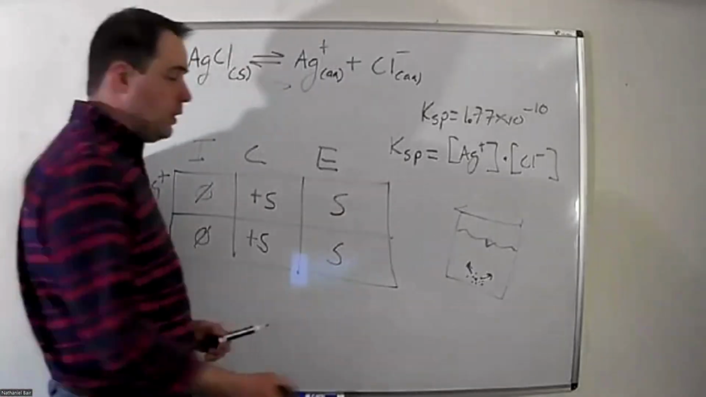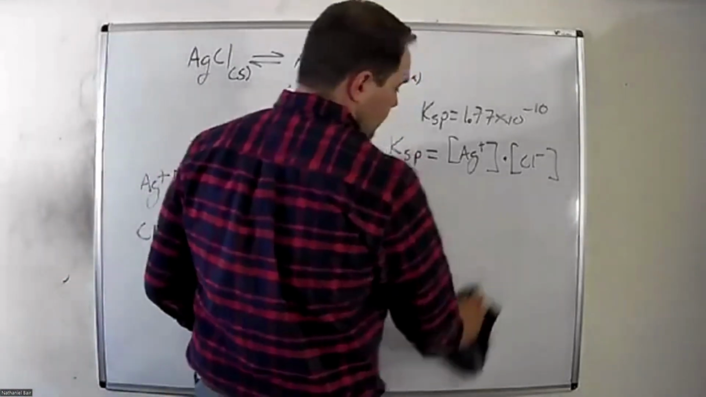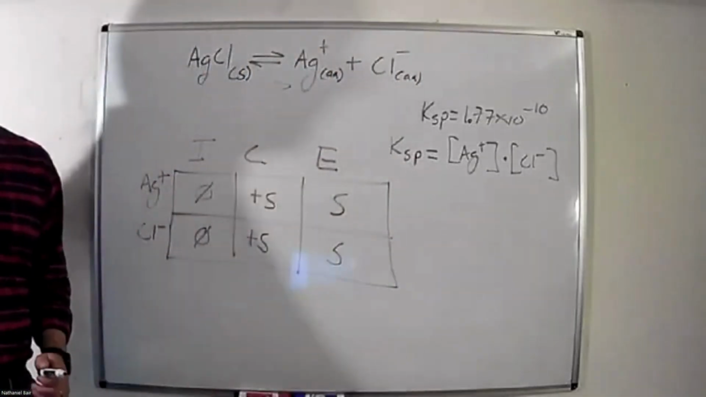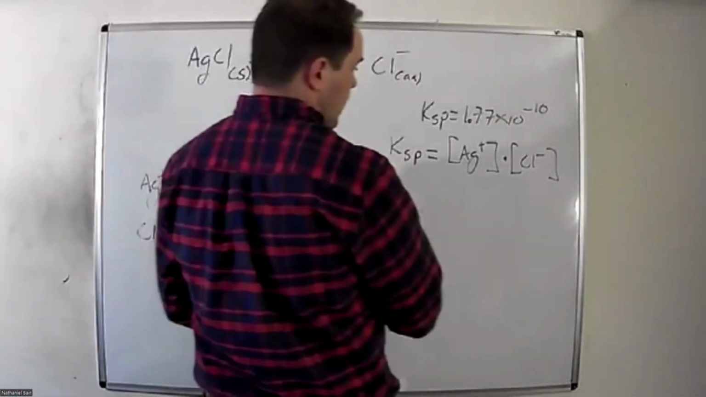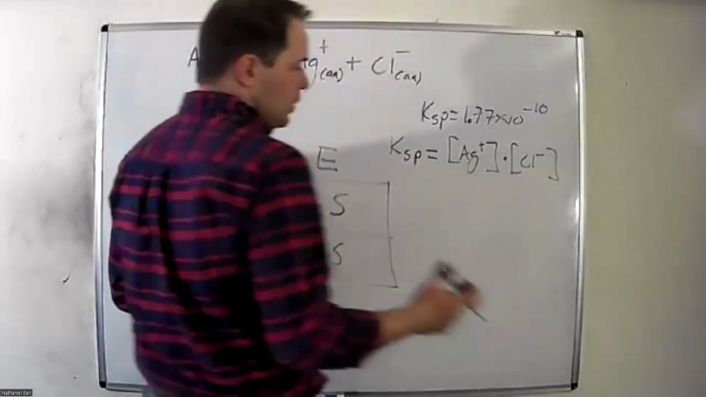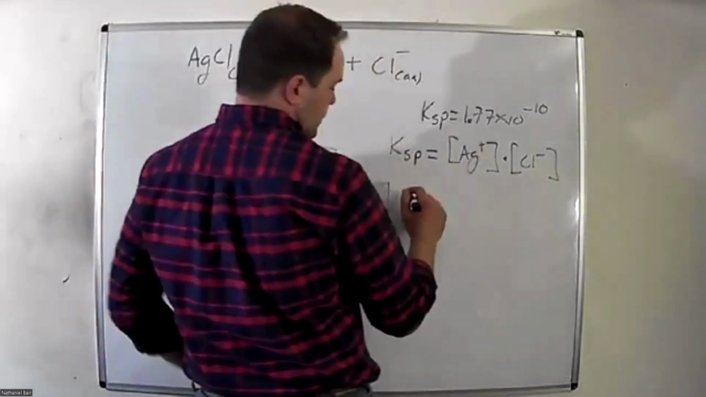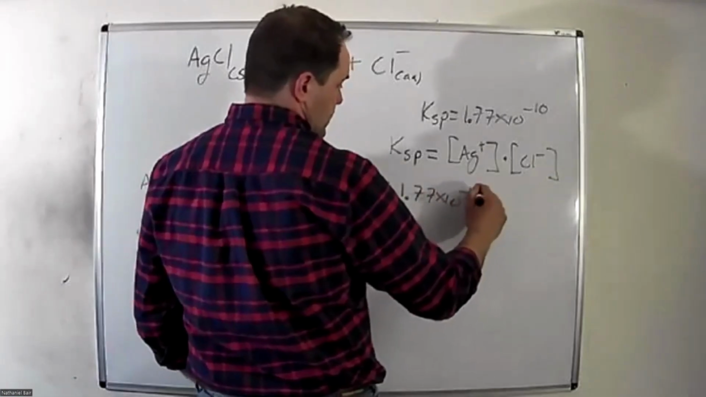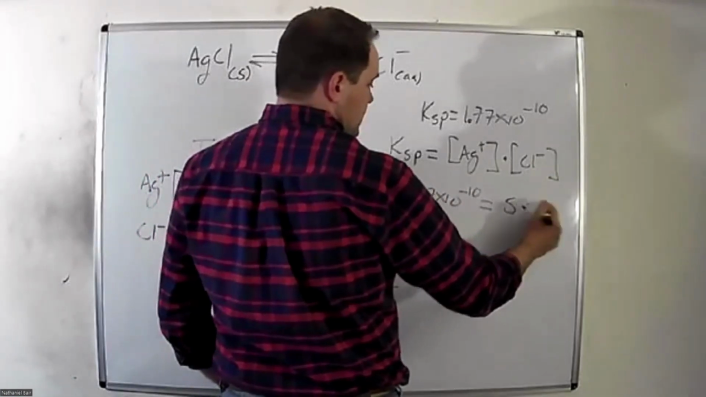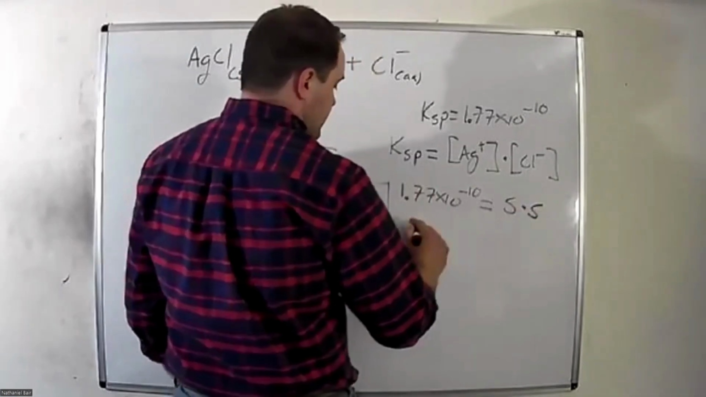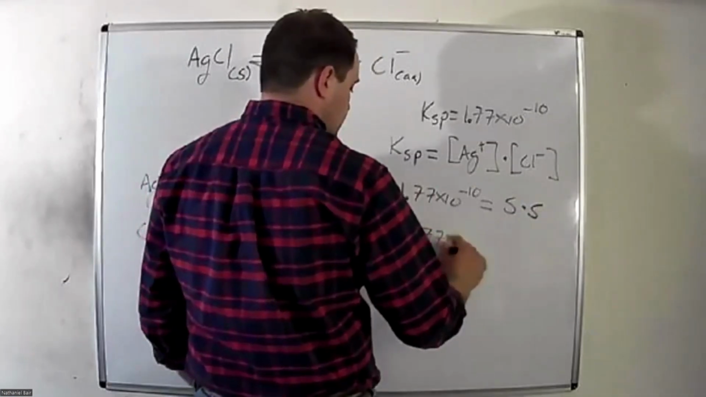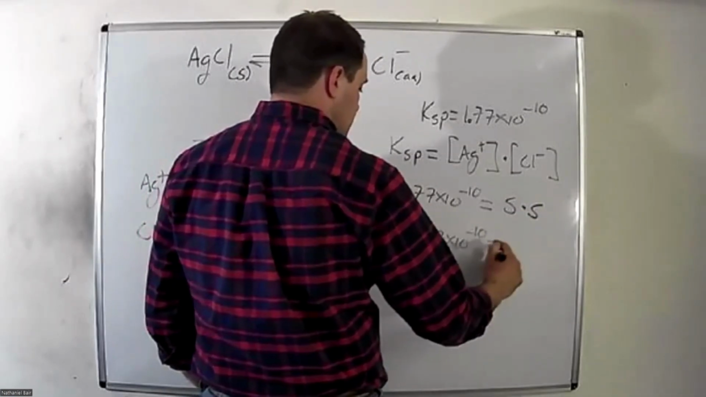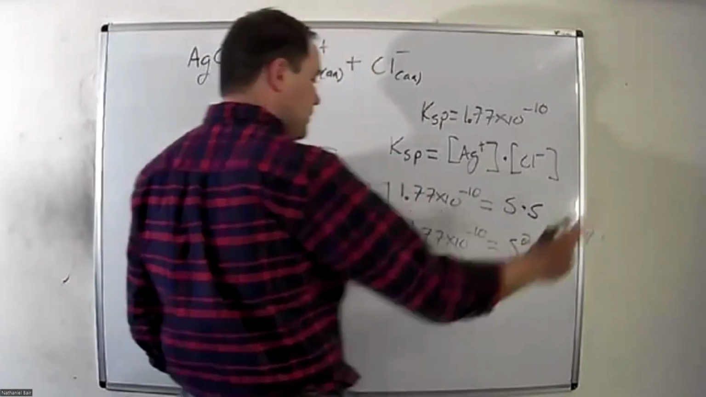So now what do we do? Well, now we do the same thing we've been doing with all this ice table stuff. We're now going to take these values, plug them in here, and solve for S. So here we go. The KSP is 1.77 times 10 to the negative 10, and that equals S times S. So this becomes 1.77 times 10 to the negative 10. That equals S squared.